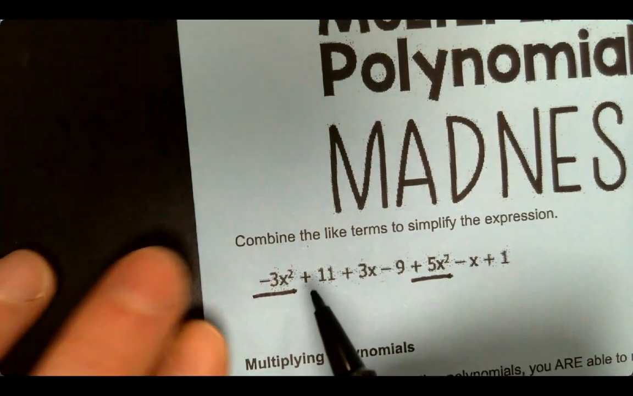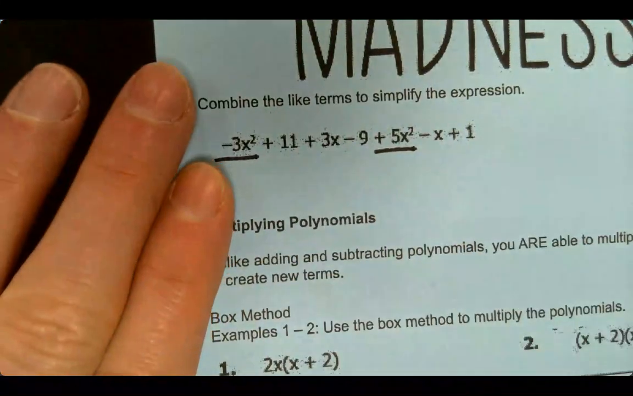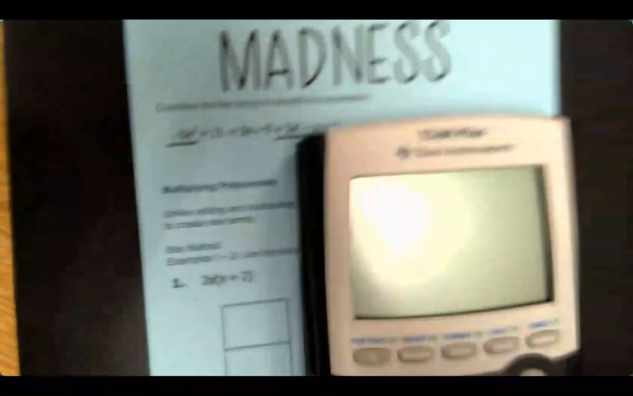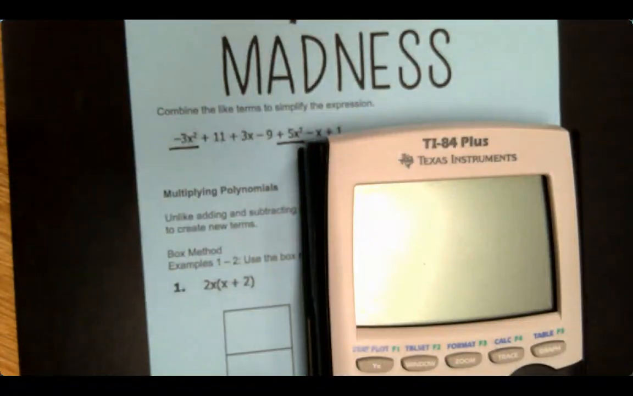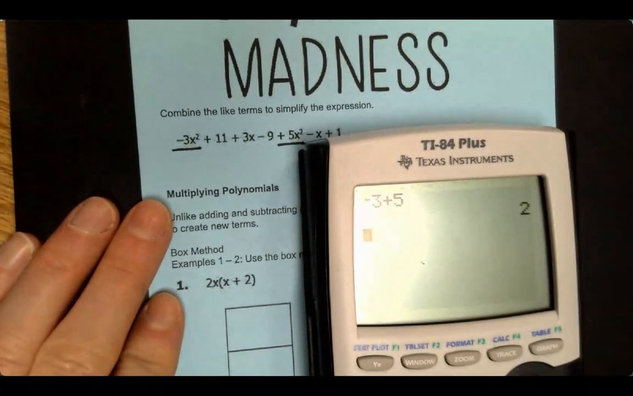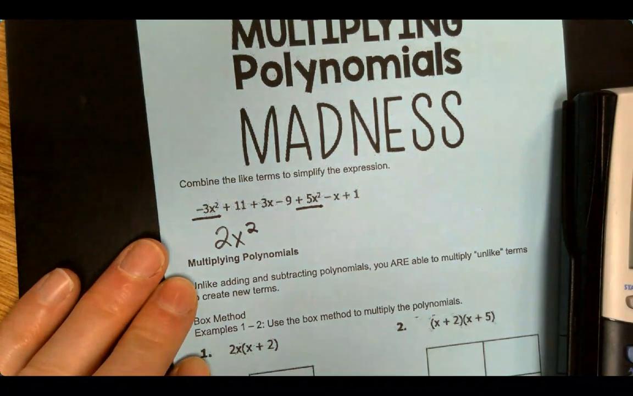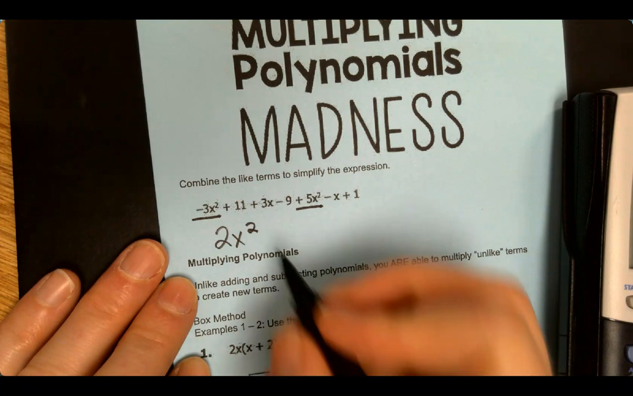So we add or subtract the like terms. So we have negative 3 plus 5. If you need to, put it in the calculator. Negative 3 plus 5. Okay, and that is a 2. So it's 2x squared. Then the next thing would be just the x's with the first power.